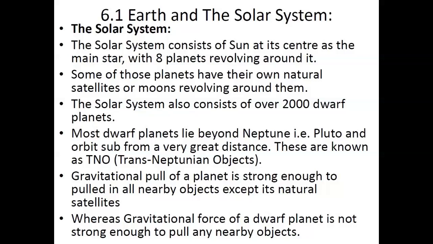Often these dwarf planets are known as TNOs, trans-Neptunian objects. The gravitational pull of a planet is strong enough to pull in all nearby objects except its own natural satellites. Due to the balance of gravity between a natural satellite and the planet itself, the moon or the natural satellite doesn't just come barging in and crash into the actual planet. Whereas the gravitational force of a dwarf planet is not strong enough to pull in any nearby objects. That is one of the main differences between a planet and a dwarf planet.